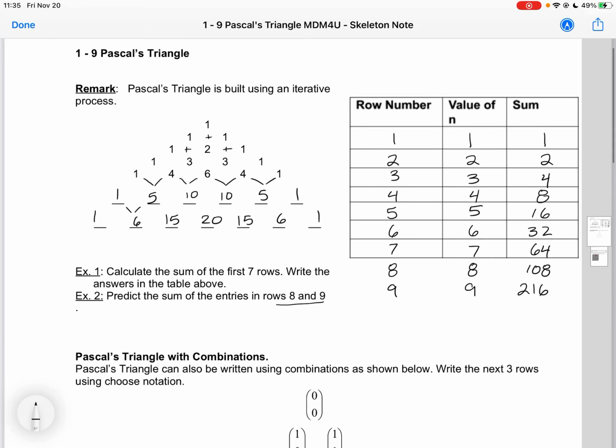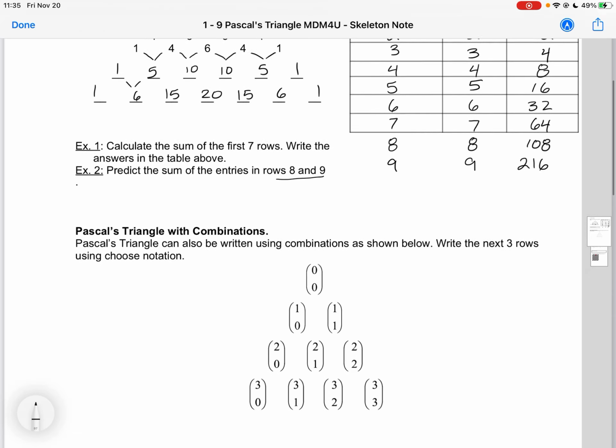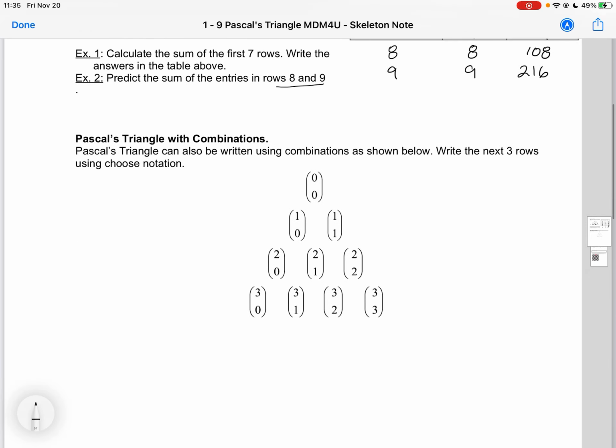So in order to tie it in to combinations, we can also write the entries of Pascal's triangle using combination notation as shown below. So this is choose notation. This here is the same here. And then these two rows here would be 1 choose 0, and then 1 choose 1. So let's fill in the next couple of rows.